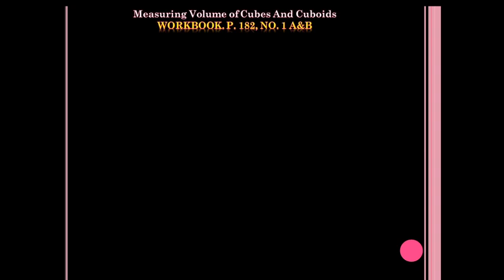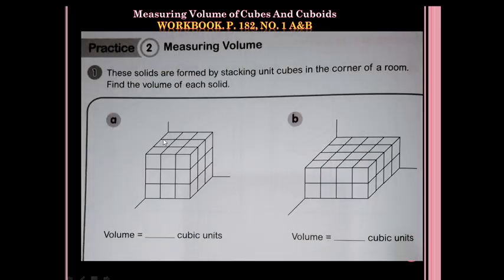Next, open your workbook, page 182, number 1A and B. Okay, measuring volume. Number 1, these solids are formed by stacking unit cubes in the corner of a room. Find the volume of each solid. I think this one is easy. This is the cube, this is the cuboid. Now let's find it out. Look at the width 1, 2, 3, the depth 1, 2, 3, and the height 1, 2, 3. So 3 times 3 times 3 equals, that's true, 27 cubic units.